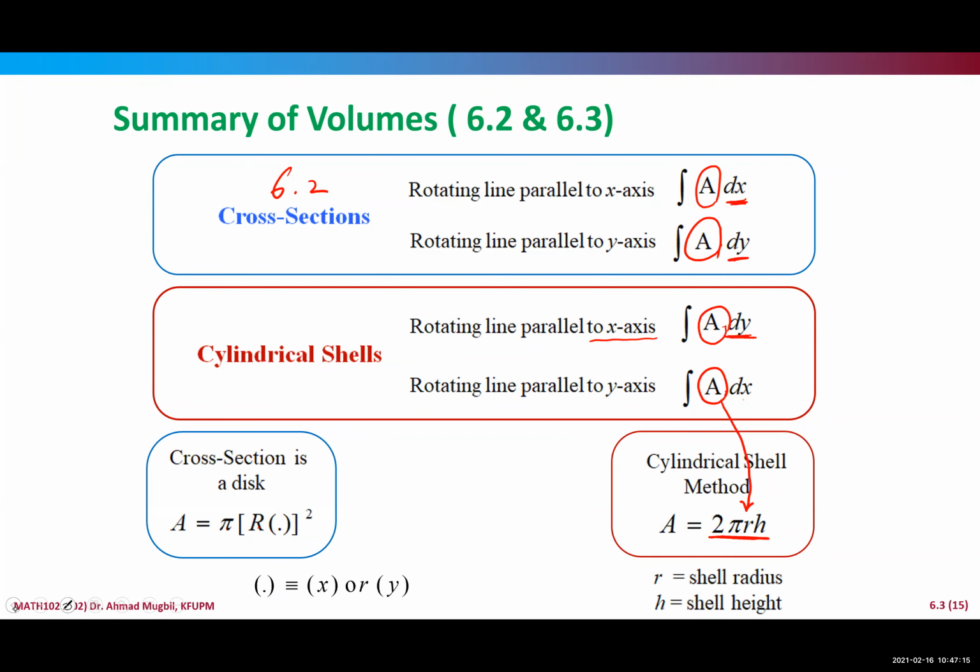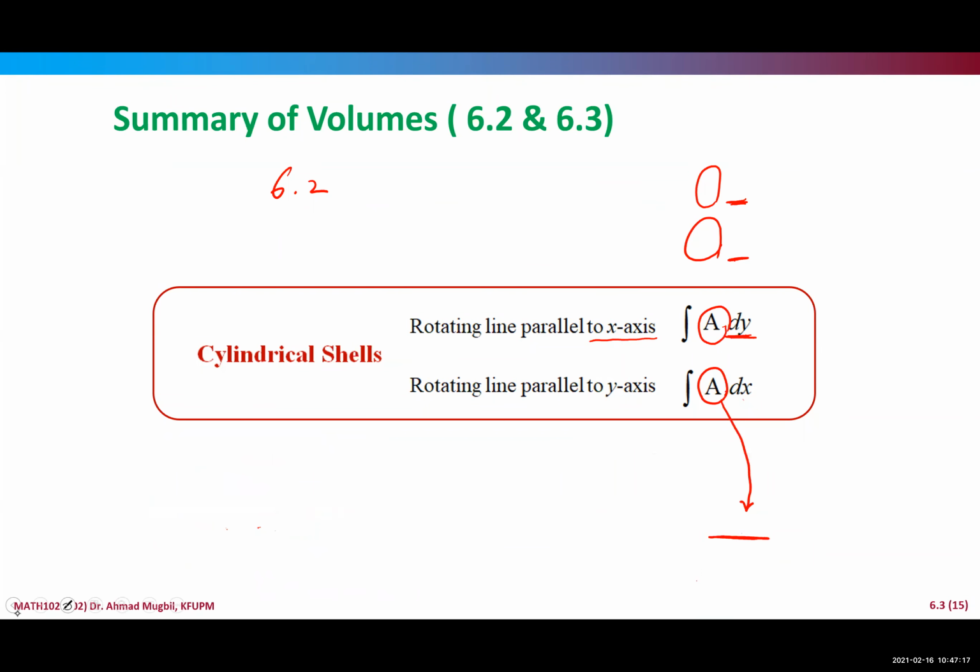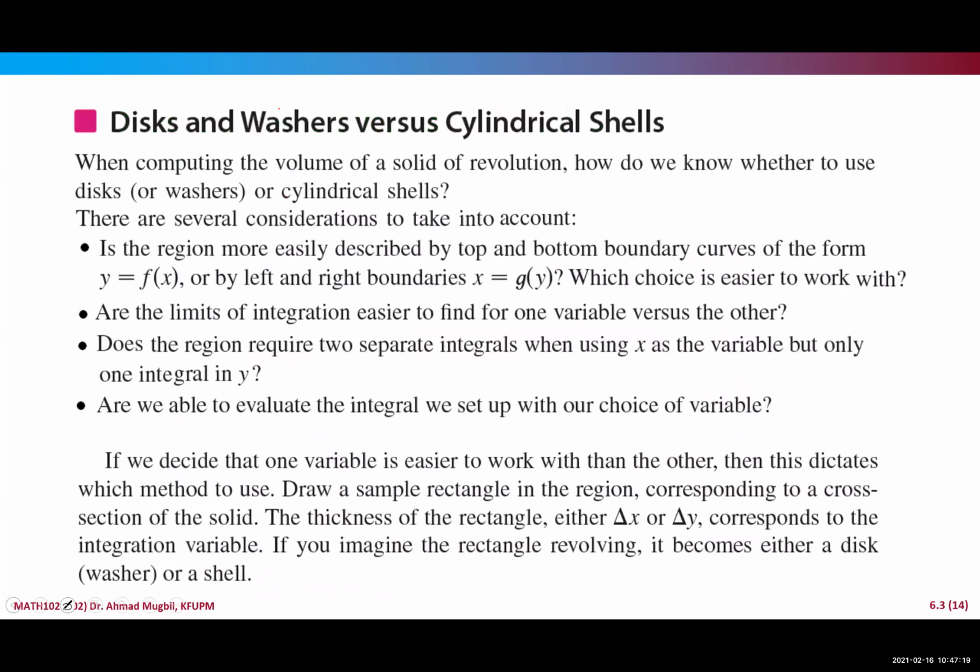The question now that you should ask yourself is how to decide: disk or washer, which method should I use, cross sections or shells. When you compute, you need to consider the following. Ask yourself these questions. Is the region more easily described by top and bottom boundaries, or by right and left boundaries? By functions, by y as a function of x or x as a function of y?